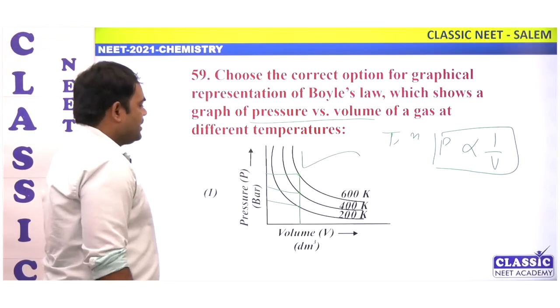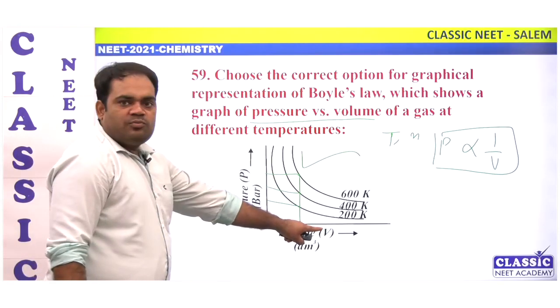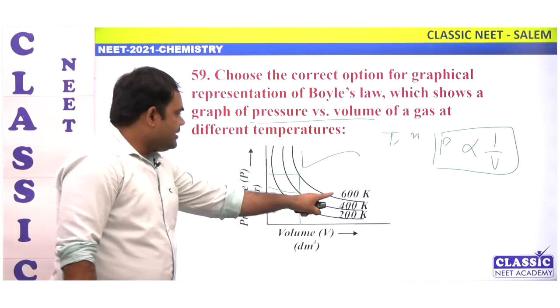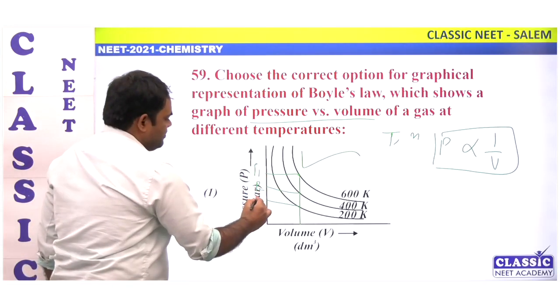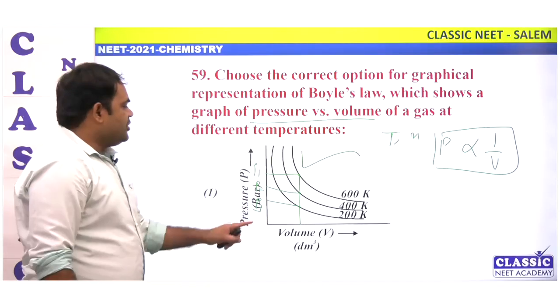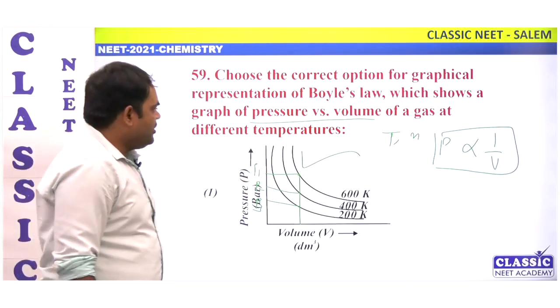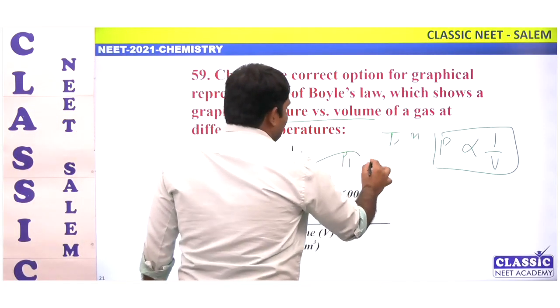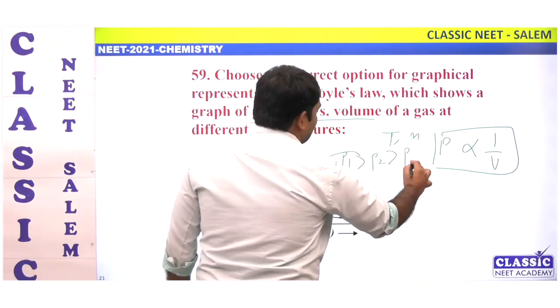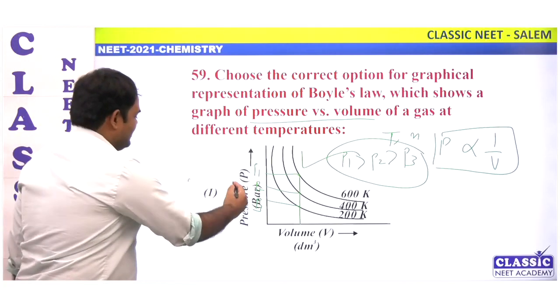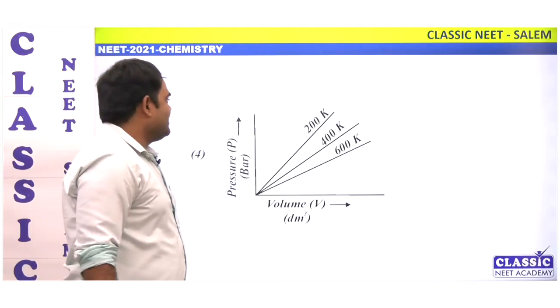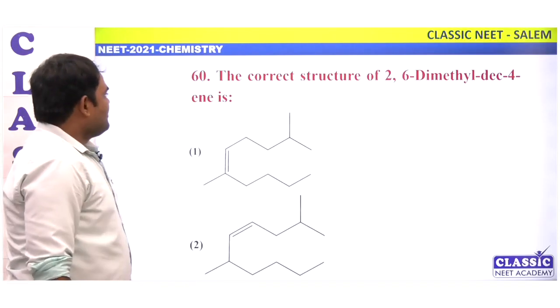Then see here, by keeping the volume constant and varying the temperature, what are we getting here? Pressure P1, P2, P3. So which one is the highest pressure here? P1 is the highest. Then after that P2, then after that P3. So easily by that also you can say that the first one is the correct answer. Actually that is just a trick. So the first one is correct.